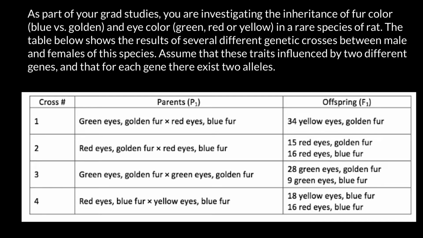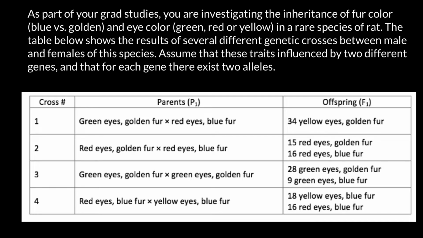Today's problem is: as a part of your graduate studies, you are investigating the inheritance of fur color, blue versus golden, and eye color, green, red or yellow, in a rare species of mice. The table below shows the results of several different genetic crosses between males and females of this species. Assume that these traits are influenced by two different genes, and that for each gene there exist two alleles.